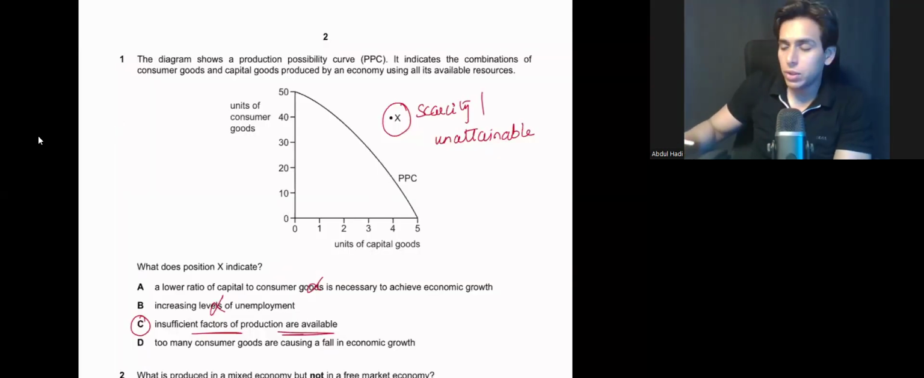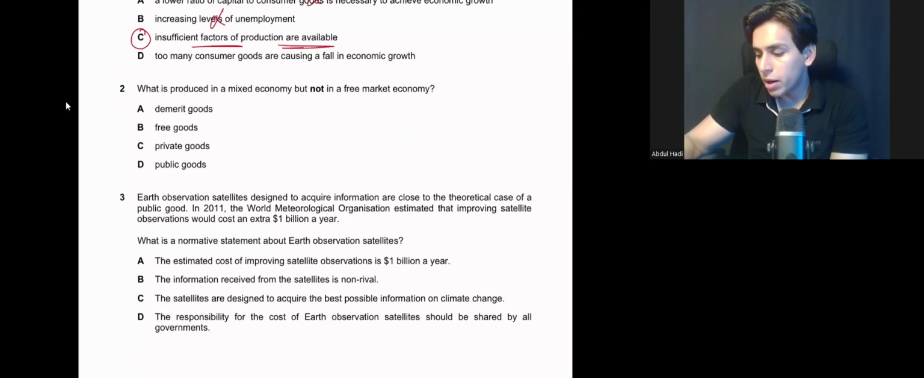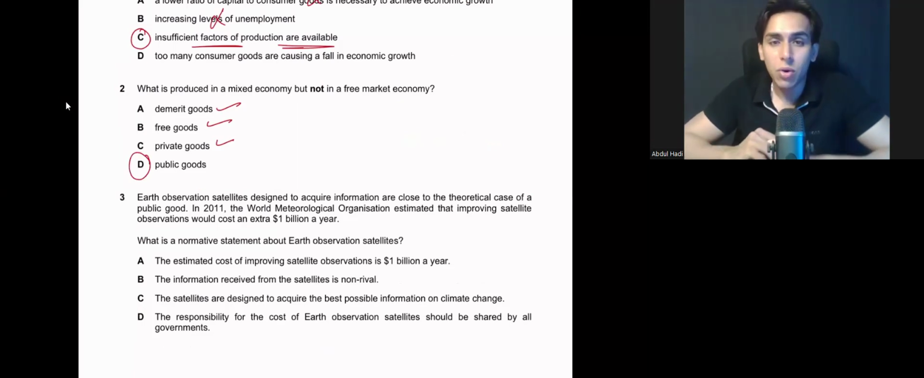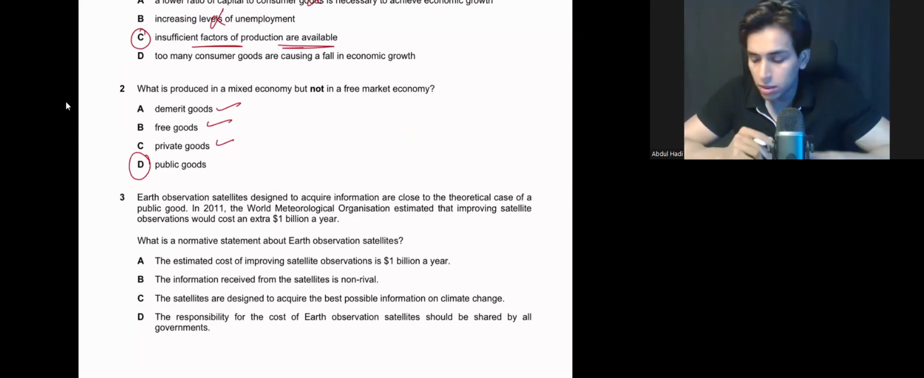All right. Now moving towards question number 2. What is produced in a mixed economy but not in a free market economy? Something that is in a mixed economic state but not in a free market economy. So all three of these are in mixed economy and free market economy as well. But this is the only good that is available in a mixed economy but not in a free market economy, because public good is provided by government.